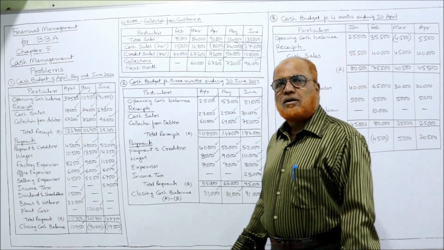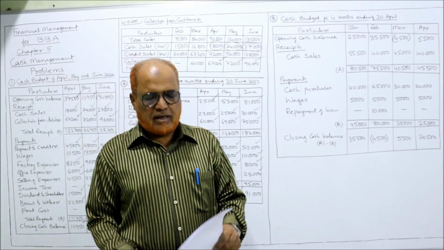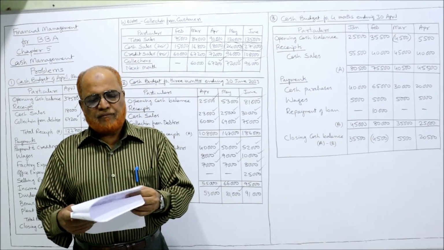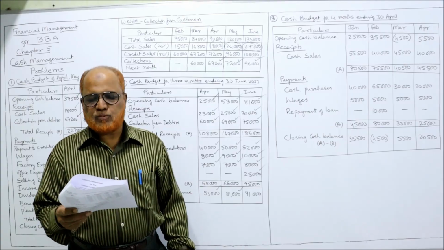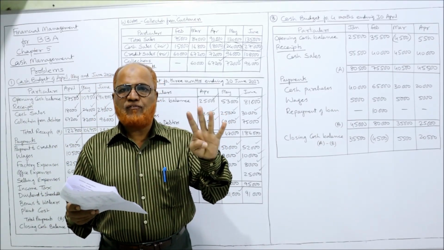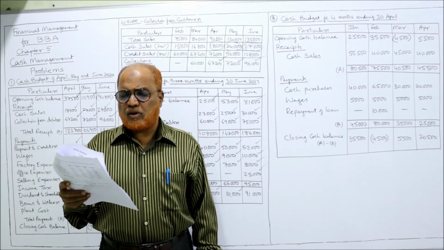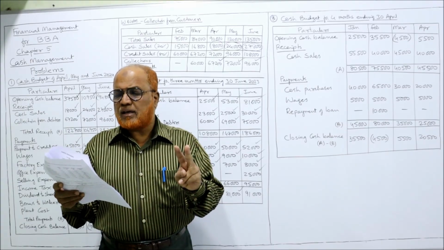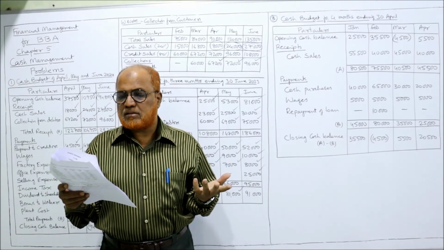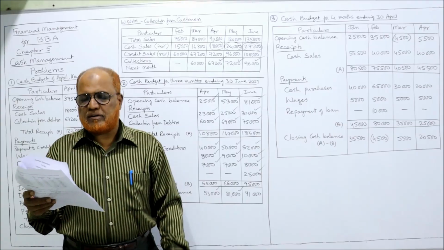That's it. So two problems I have explained. Now I am going to explain you the third problem. From the given information, prepare cash budget from January to April. January, February, March, April, 4 months cash budget we have to make. The data also is given for 4 months. But only two items are given, expected sales and expected purchases. That's it. Sales will come under receipts, purchases will come under payments.